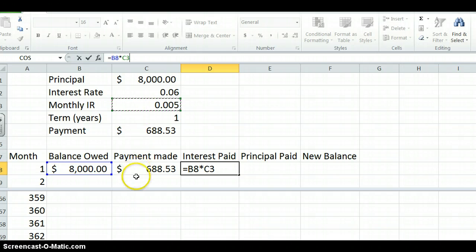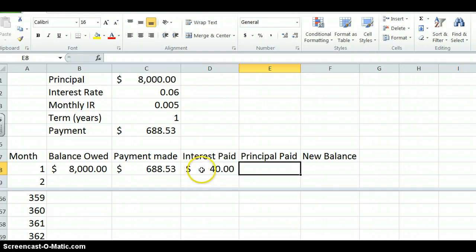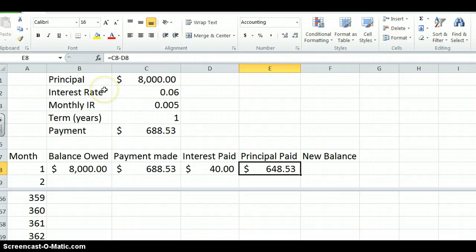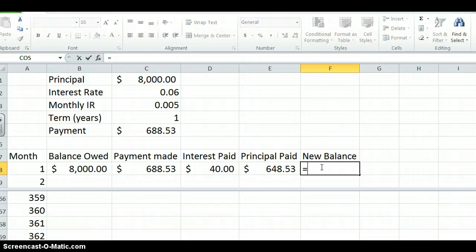So of my $688, I'm paying $40 just to have that loan. I'm paying it to the bank, really. So if this is my payment, this is the portion of my payment that's interest. How do I find my principal? Well, that's going to be just this, and I'm taking away the $40, which would be there. And then my new balance would be, well, I'm going to take this balance owed. I can't take off the interest, but I can take off the principal paid. So that's going to be equal to my 8,000 minus my principal paid. So my principal paid.